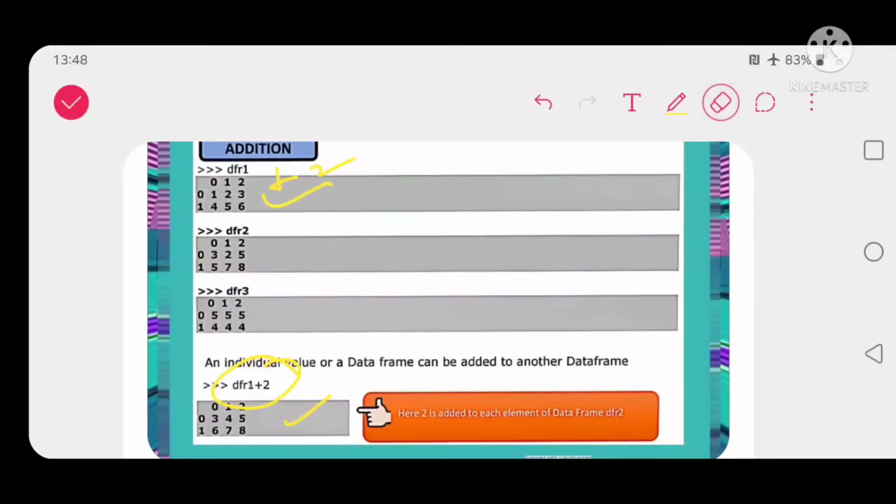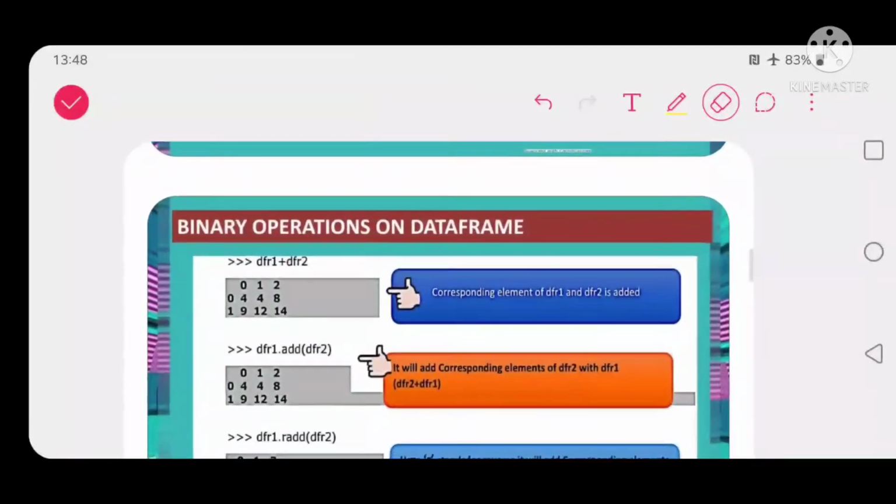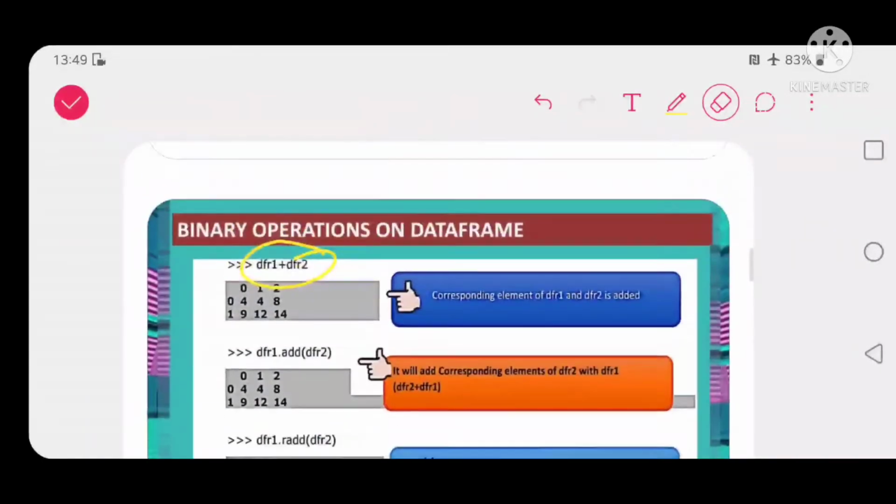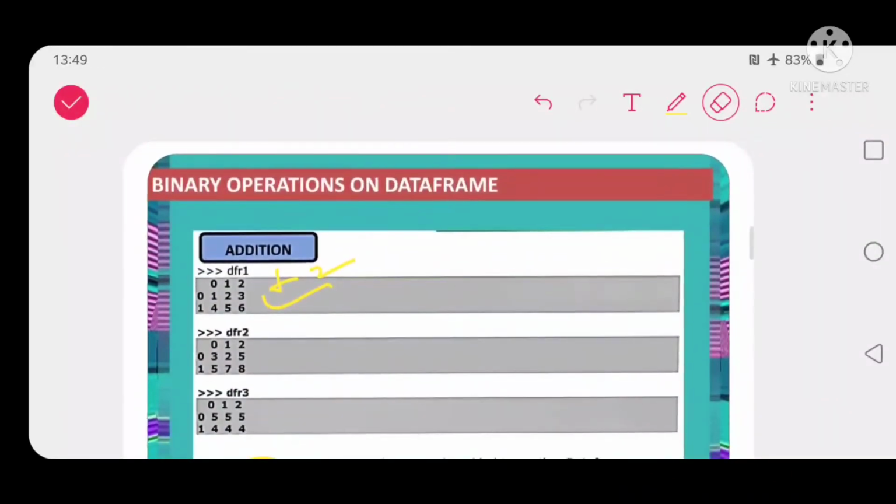In the next example, we will see DFR1 plus DFR2. Here I am adding two frames. You can see here are two frames. How will the addition operation take place? When we are adding two data frames, the corresponding elements will be added together. You can see in the previous slide, this is my DFR1 and DFR2.